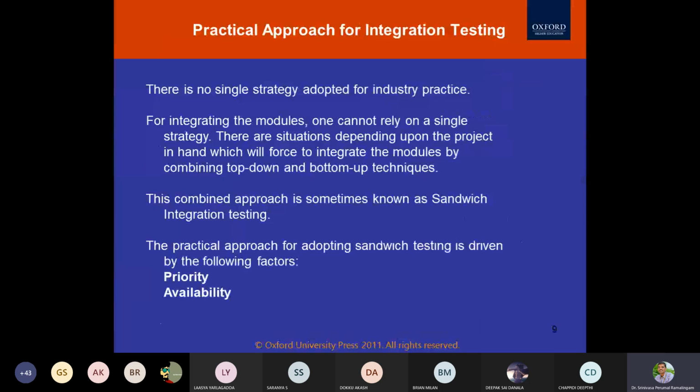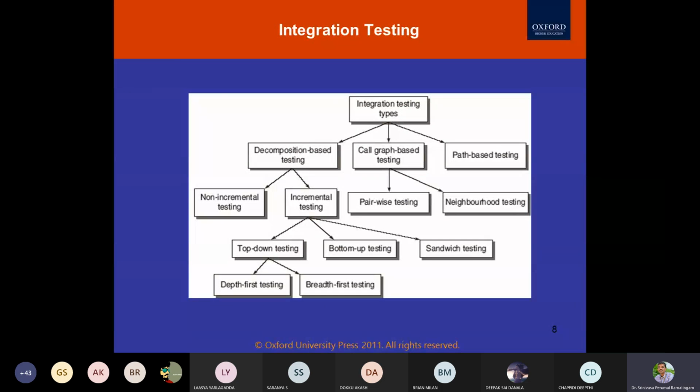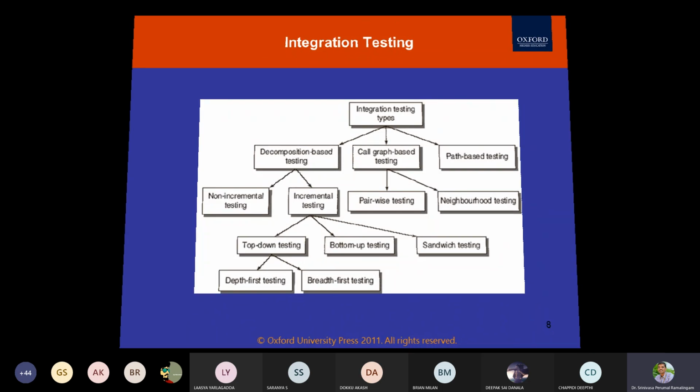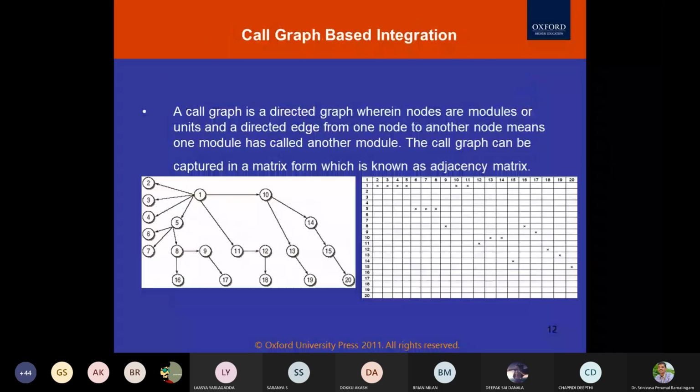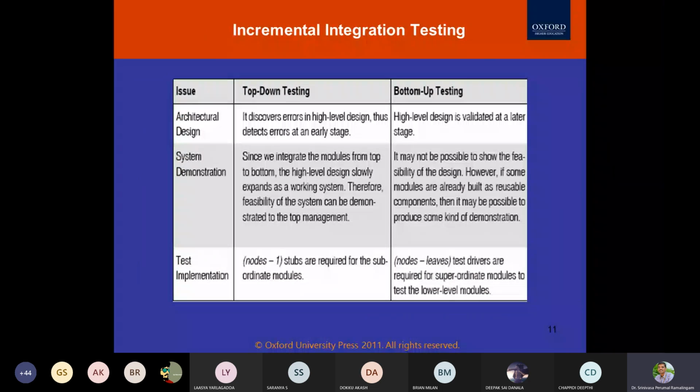In this incremental model, three types are there. One is top down, another one is bottom up, another one is sandwich. First we'll see what is top down and bottom up, and sandwich is the hybrid model of top down and bottom up. So what is top down testing?